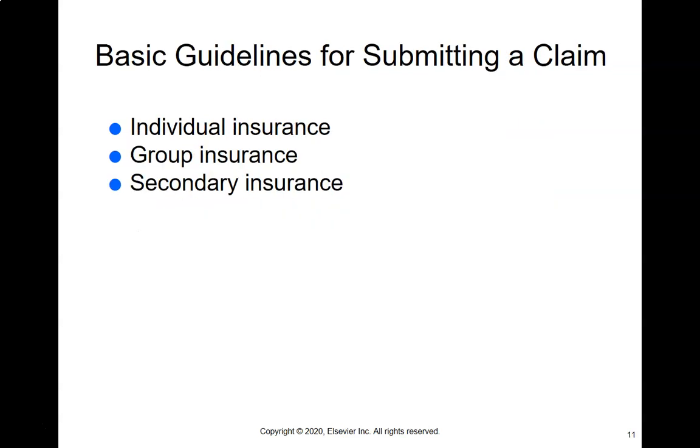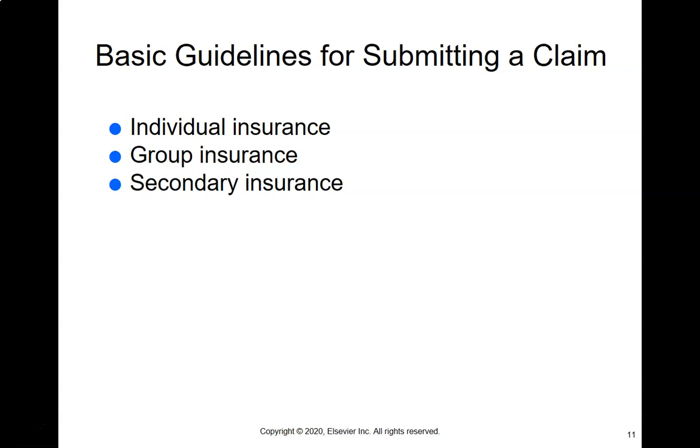Basic guidelines for submitting a claim. Individual insurance is a private insurance plan. Group insurance is usually through an employer, with the patient being a member of the group. And secondary insurance is when two insurance policies exist for the patient.